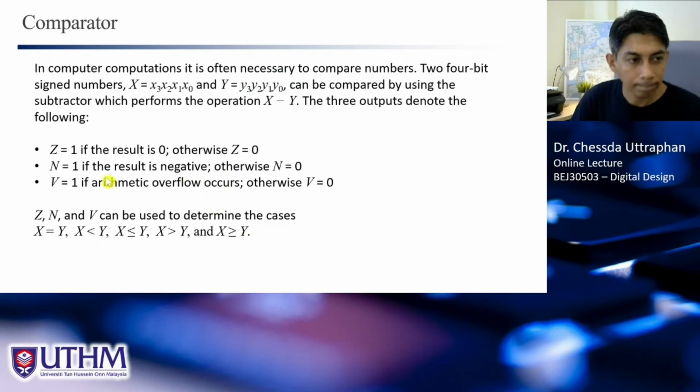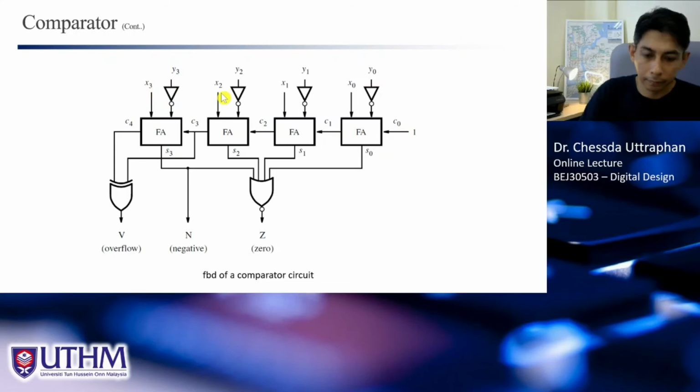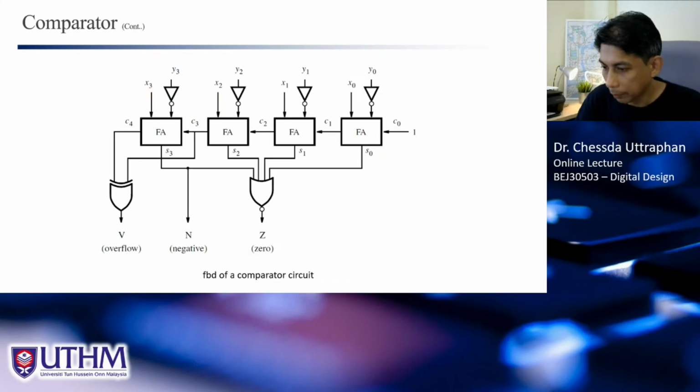So now we can have something like this. This is a comparator where we use the adder to do subtraction, of course. We have learned last week that to do subtraction, we use an adder. But here is the 2's complement number for the subtraction. So in this case, it is x minus y, right?